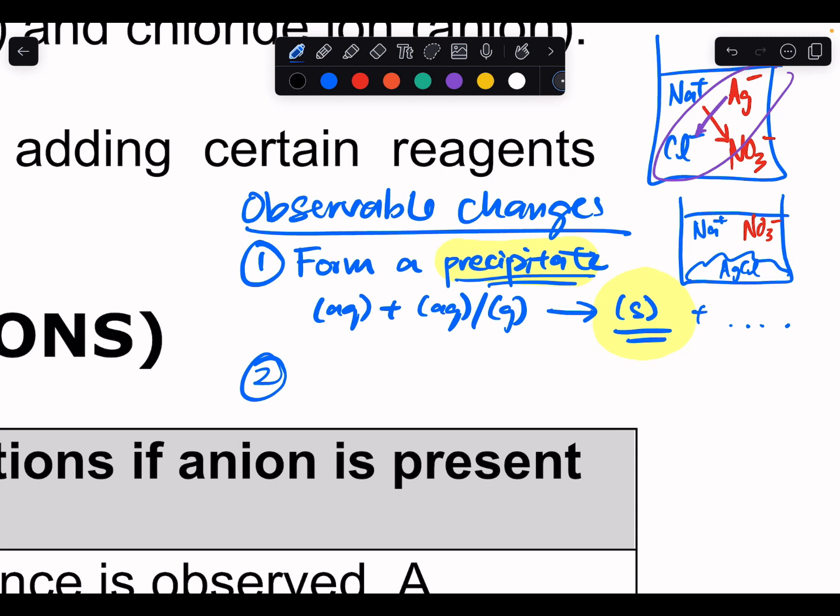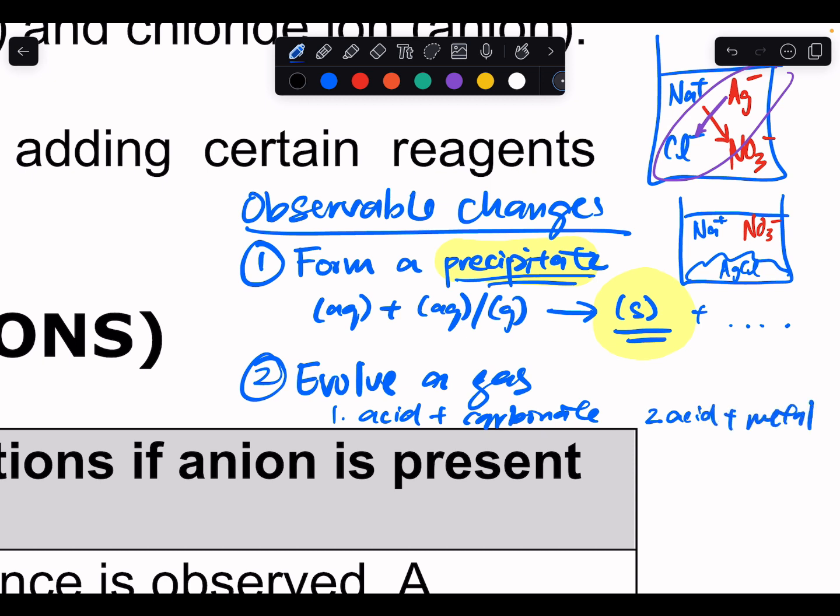Okay, then that brings us to our second observable change, which is to evolve a gas. So how do we evolve a gas? Now, there are various reactions that we have learned before that produce a gas as a product. So one being an acid plus carbonate reaction. This gives us carbon dioxide. Another reaction that we know is acid plus metal. And we also learn alkali plus ammonium salt, right? That gives us ammonia.